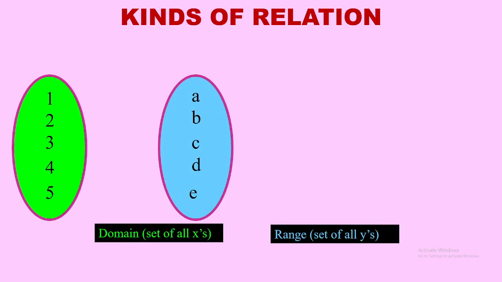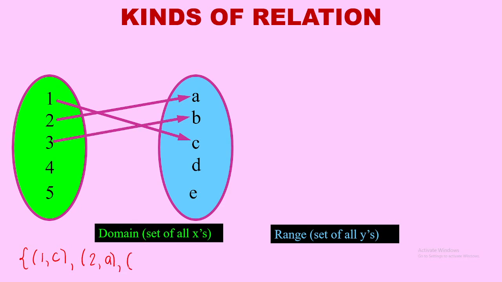Now, let's have the kinds of relations. Let's first focus on the mapping. So I will be mapping 1 and C. This is my first pair, 1 and C. Then I'm going to map 2 and A. 2 paired with A. Next mapping will be 3 and B. Then I'm going to have 4 and D. And lastly, I have 5 and E.